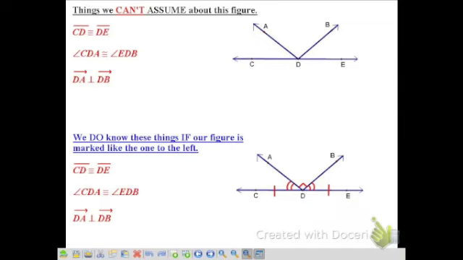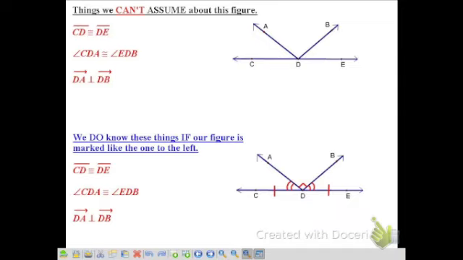Now, there are also things that we can't assume about this picture. It might look like CD and DE are the same length, but we don't know that because it wasn't marked. And so we can't say CD equals DE. Same thing with our angles. It looks like they're the same size, but unless they tell us they are, we can't assume it. Again, it might look like this is a 90-degree angle, but if they didn't tell us, we don't assume it. It might be really close.